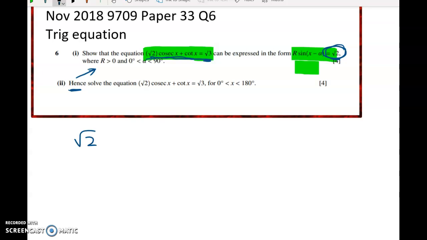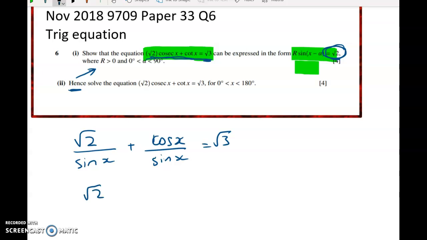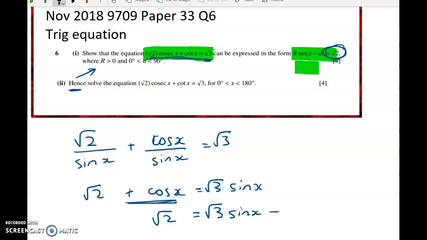So I've got √2 cosec x, so that's √2 over sine x, plus 1 cot x, cos x over sine x, is equal to √3. Let's multiply through both sides by sine x and we get √2 plus cos x is equal to √3 sine x. And now we can very easily subtract cos x from both sides to get √2 is equal to √3 sine x minus cos x. And you can think of this as being minus 1 cos x.